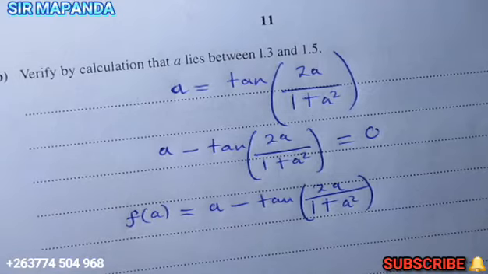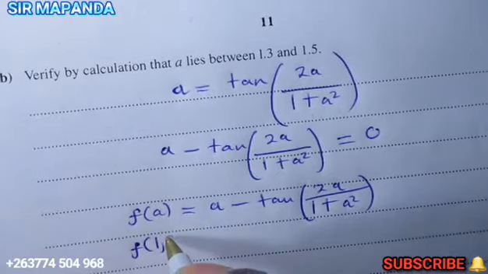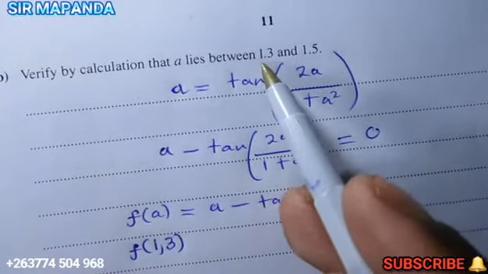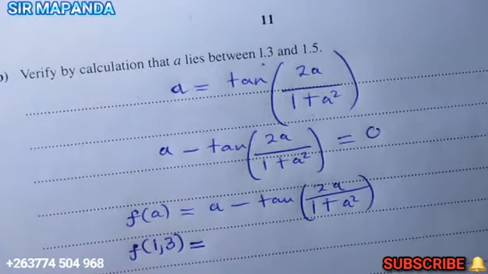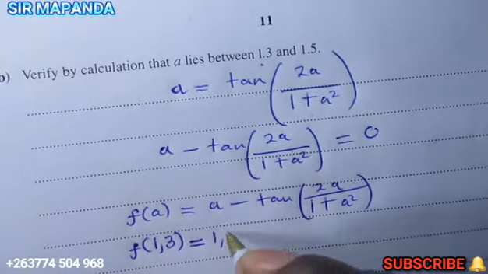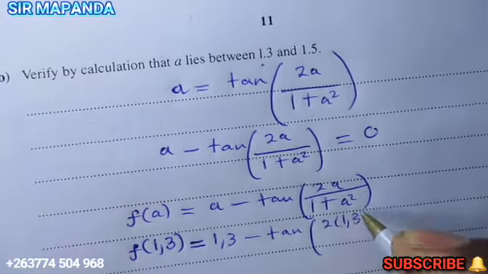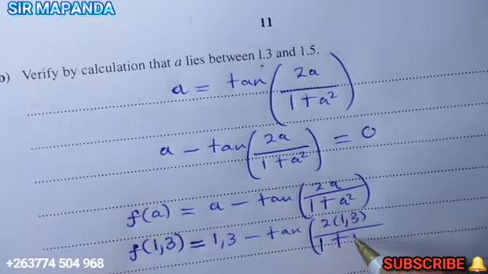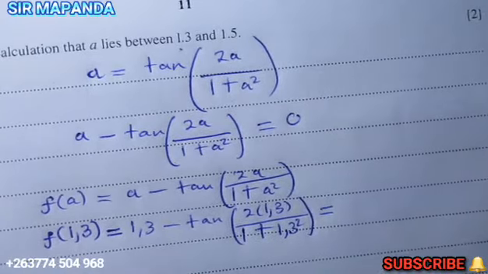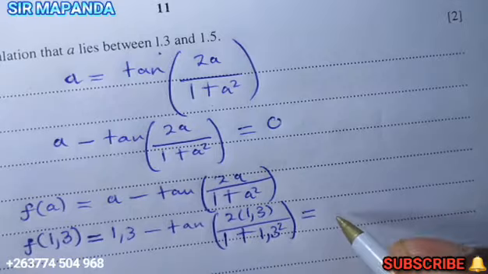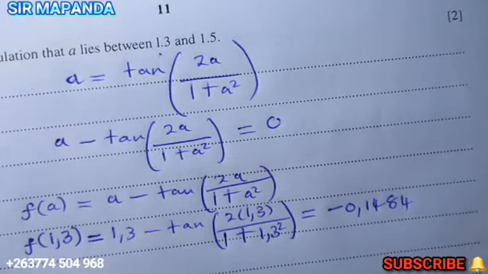So f of a is equal to a minus tan, open bracket, 2a over 1 plus a squared, something like this, right? So to verify by calculation, you first of all calculate f of 1,3, this lower limit here. Put 1,3 on each and every letter a. You get 1,3 minus tan, open bracket 2 times 1,3 all over 1 plus 1,3 squared. Right. So if you punch this in your calculator, you get minus 0,1484. I hope you are following, class.